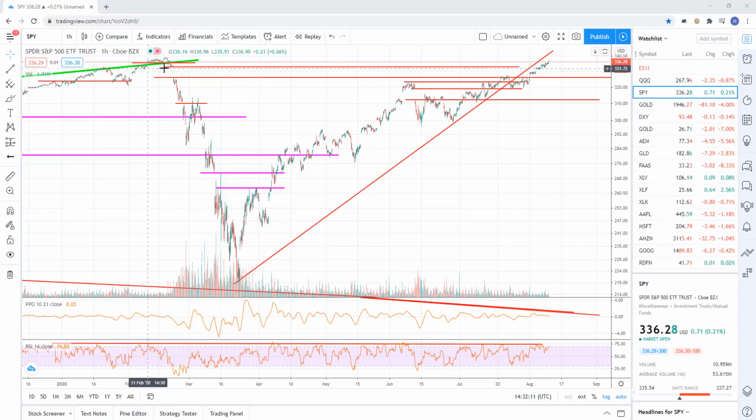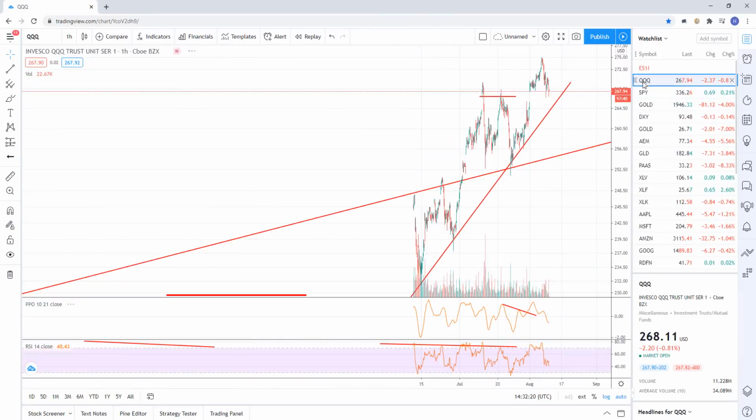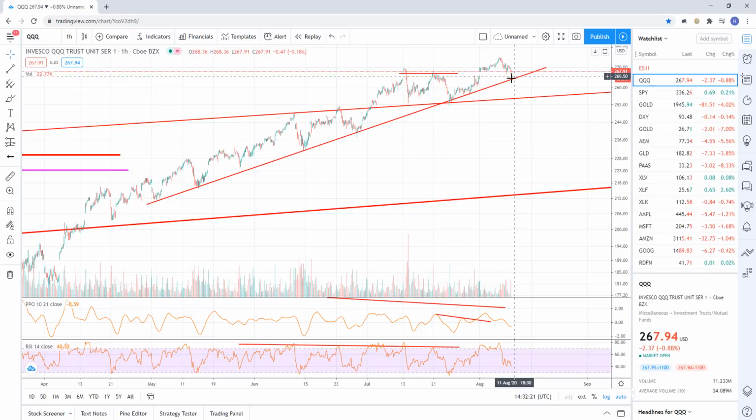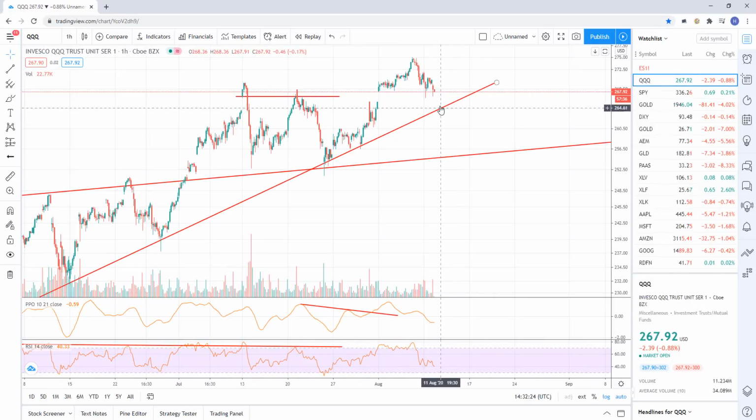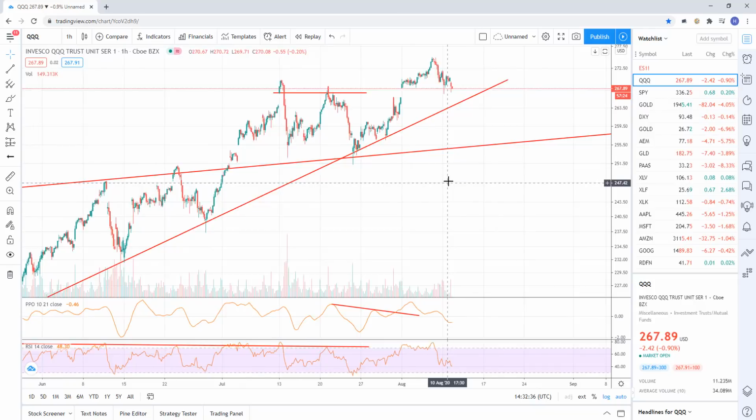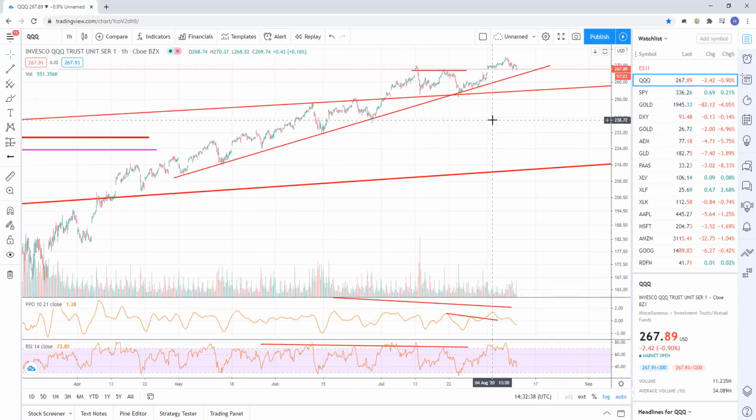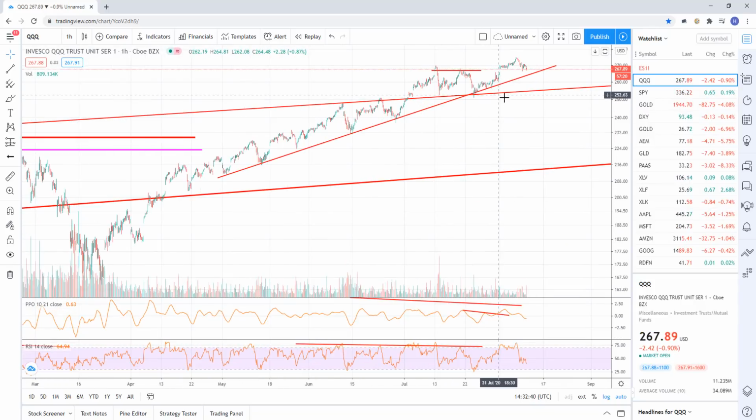Levels to look for, obviously we have this gap here in SPY, so a fade of the gap would be bearish. On Q's, a break of this support line, depending on when we actually get there, 265 maybe. You've got to mark these lines out for yourself to see when it breaks, because I don't know when it's going to break, or even if it's going to break. But a break of that trend line would be bearish, so we'll watch that.